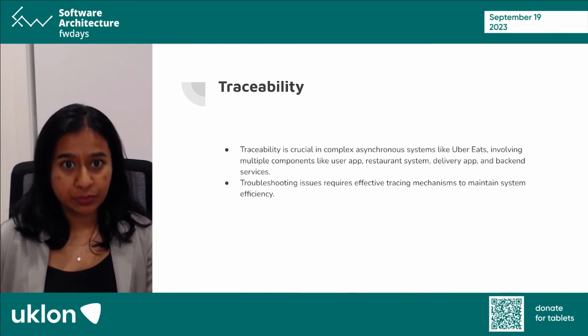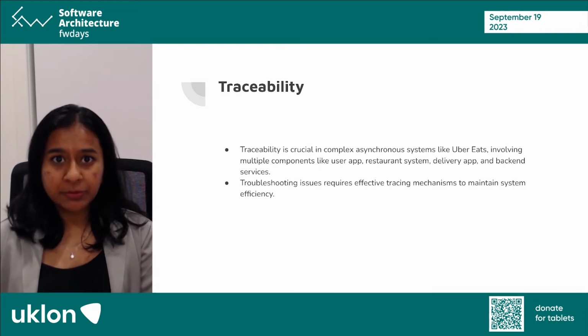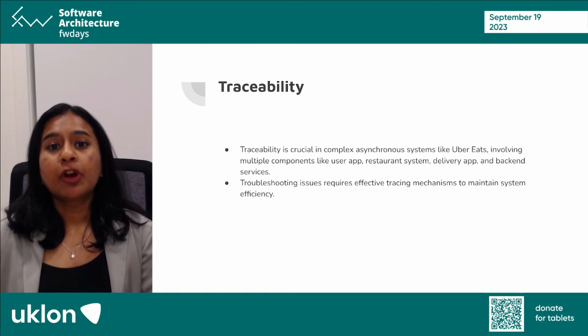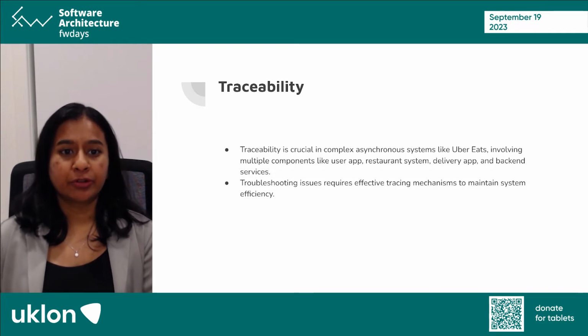Was there an issue with the restaurant preparing the food? Did the delivery partner encounter a problem during transit? Proper traceability will allow us to follow the flow of the process and identify the exact point of failure.